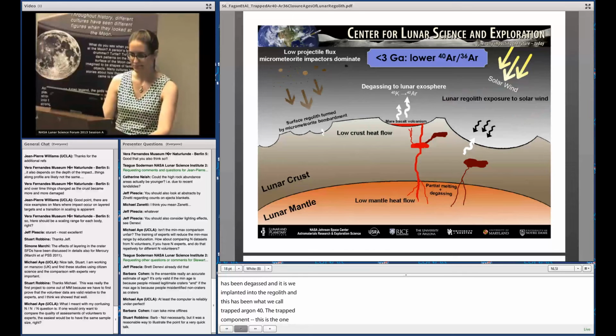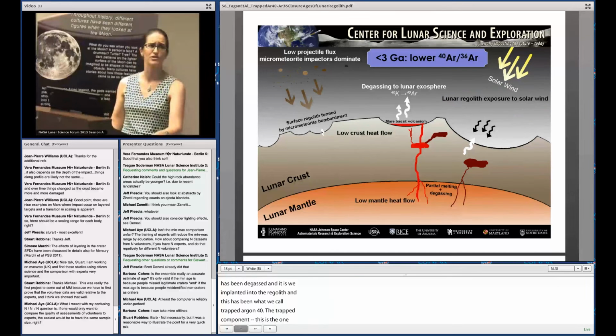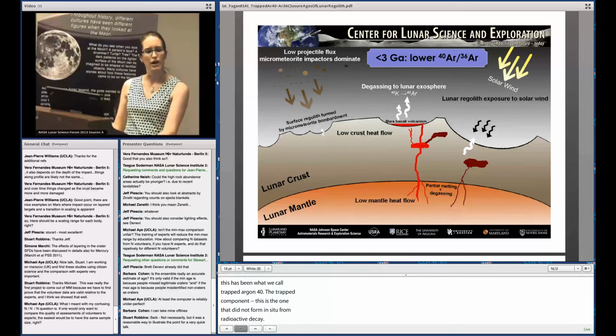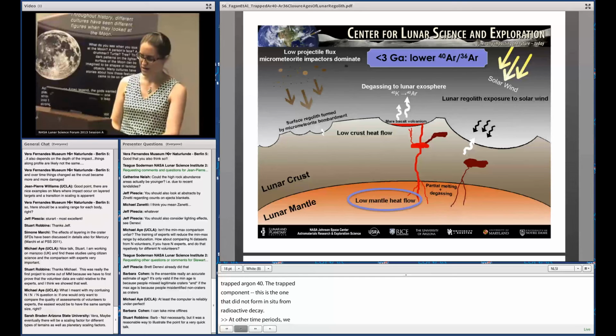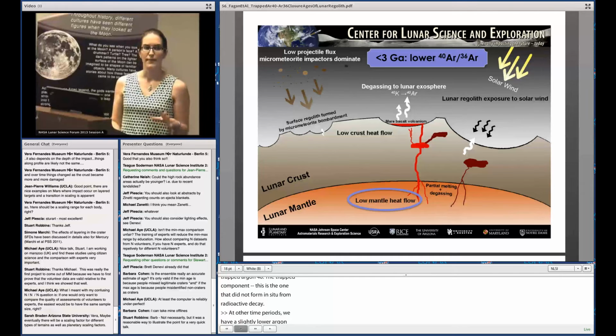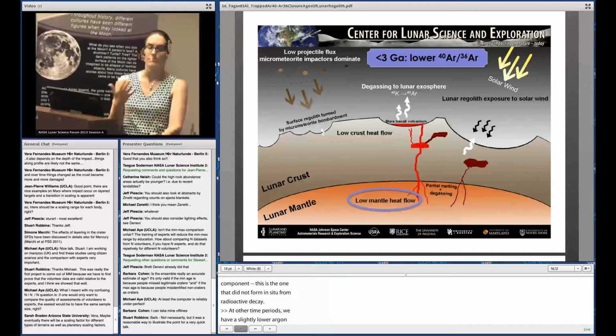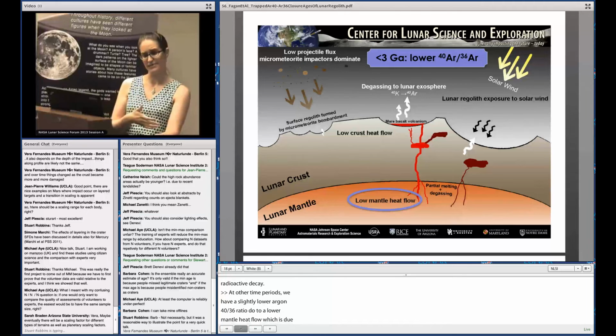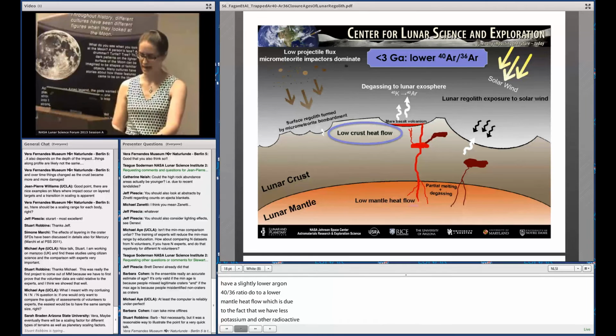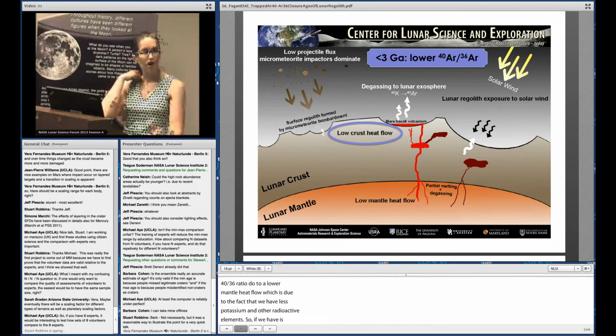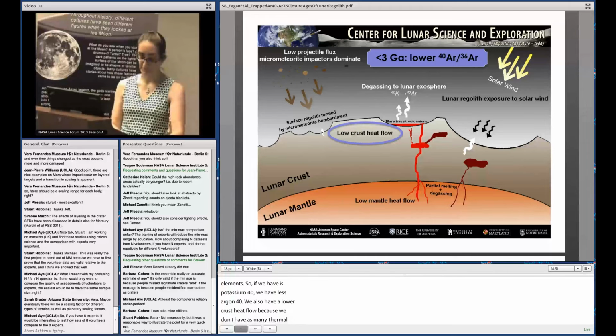This has been re-implanted. At younger time periods on the lunar surface, we actually have a slightly lower argon-40, argon-36 ratio. This is due to a lower mantle heat flow, which is due to the fact that we have less potassium-40 and other radioactive elements. So if we have less potassium-40, we have less argon-40 that is being degassed. We also have a lower crustal heat flow because we don't have as many thermal pulses as one component of it. So we're also degassing less argon-40.